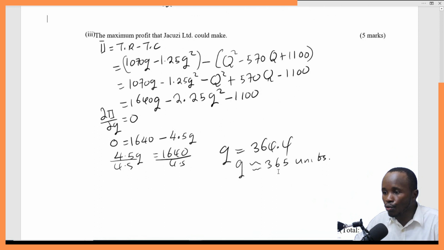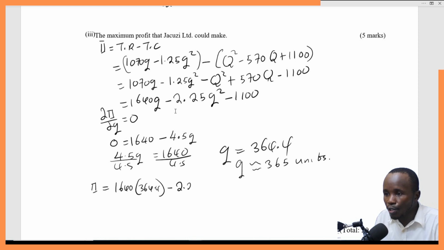Here you have found the Q. Therefore, I need to substitute this Q into the profit function so that I'm able to get the maximum profit, because the question here needed you to get the maximum profit. So once you get the Q that will give you the maximum profit, then for me to get the profit, I need to come and substitute Q. So this will be 1640, substitute Q, which is 364.4, minus 2.25 times 364.4 squared, then minus 1,100. Let me use my calculator here.